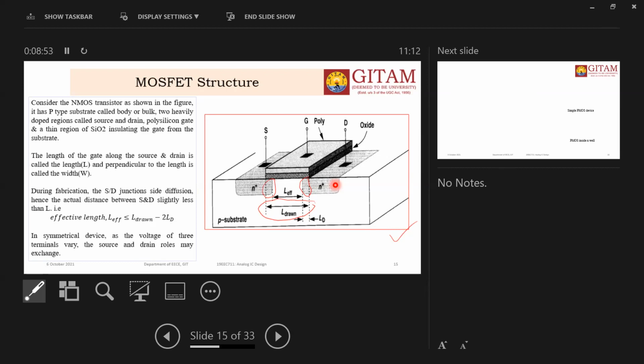But here, the two sides of the gate, this portion and this portion, are both doped with the same concentrations. There is no difference in the doping levels, so you can call it a symmetrical device. Only in symmetrical devices is the interchange property true. I hope you understand.